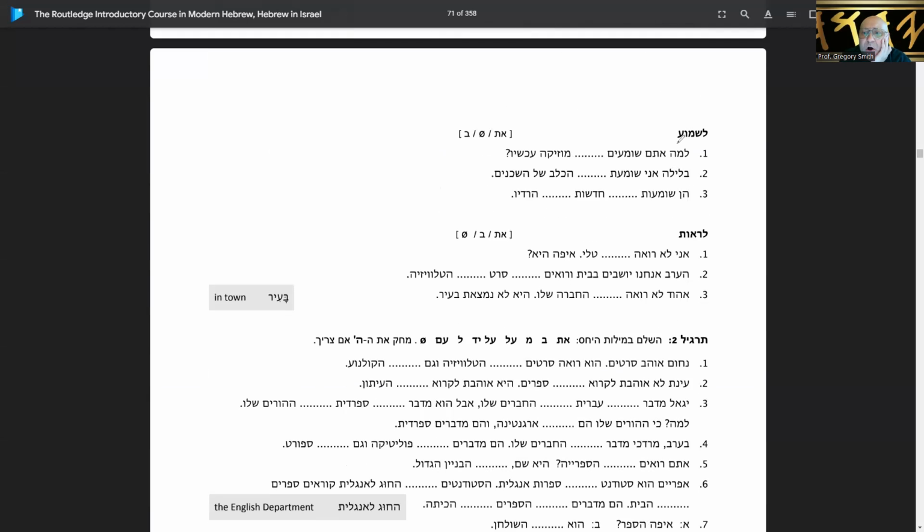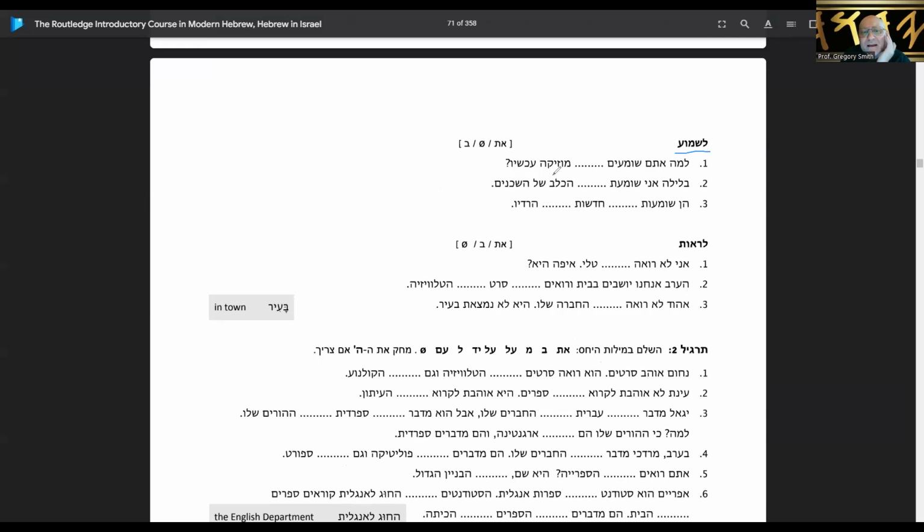Okay, lishmoa is to listen, I think. So we have a choice here. We can use et, which we have nothing there, which is not a place marker. That means it's indefinite, it's not definite. And then the bet for in, with, or on. Okay, so lama atem. So why are they, atem is like you all. Why are you all shom'im? Why are you all listening? Blank, muzika akshav. So that's, why are you all listening to music now?